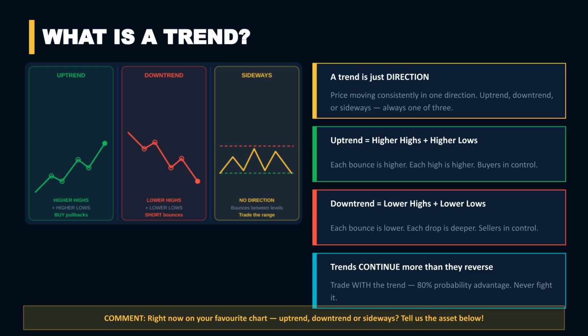Here's what's important. Trends continue more often than they reverse. If you trade with the trend, you have the odds in your favor. If you trade against the trend, you're betting on a reversal. Big difference in probability.